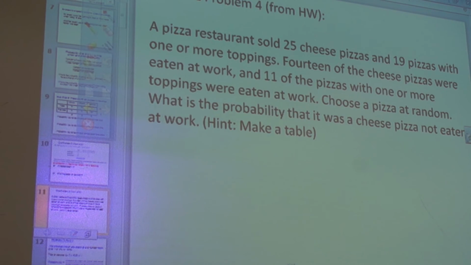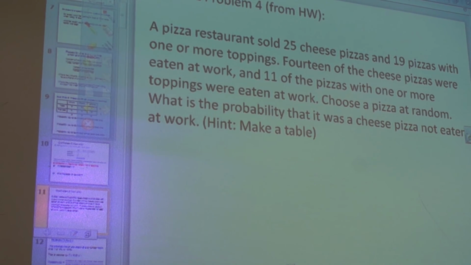A pizza restaurant sold 25 cheese pizzas and 19 pizzas with one or more toppings. 14 of the cheese pizzas were eaten at work, and 11 of the pizzas with one or more toppings were eaten at work. Choose a pizza at random. What is the probability that it was a cheese pizza not eaten at work? Perfect, thank you. All right, good.